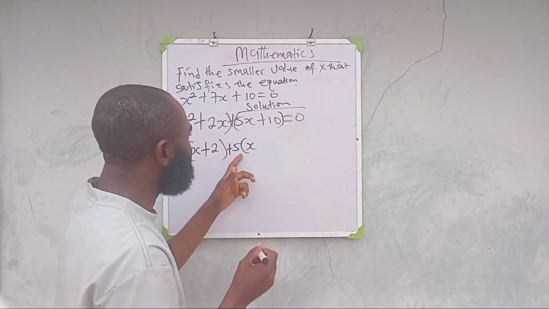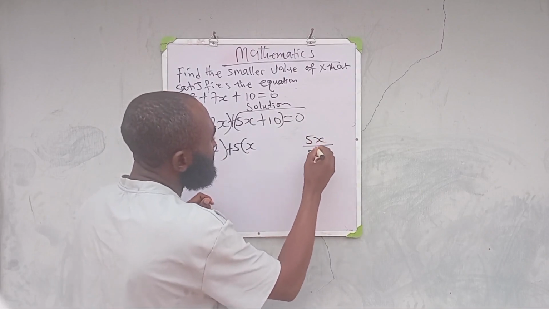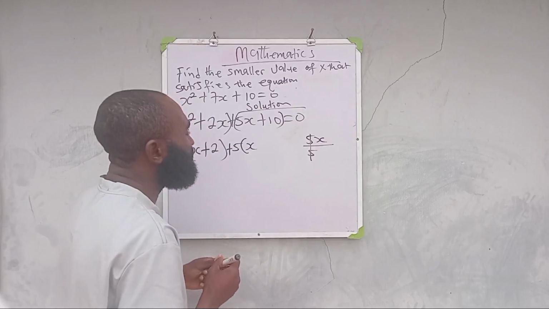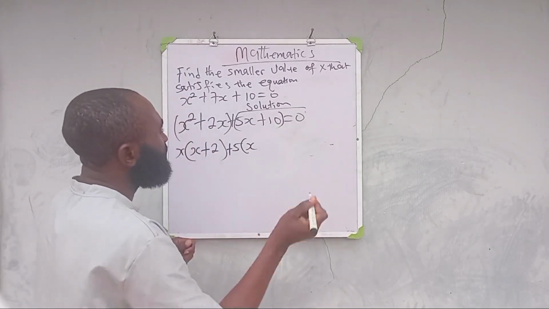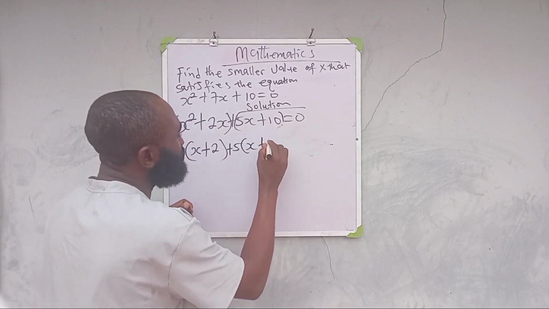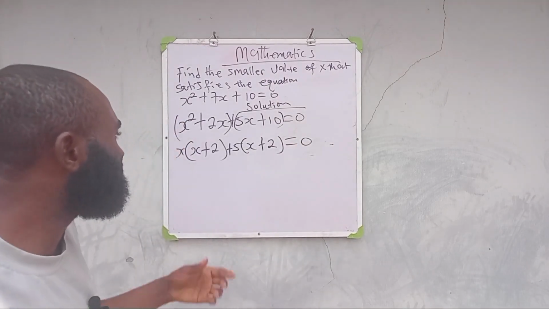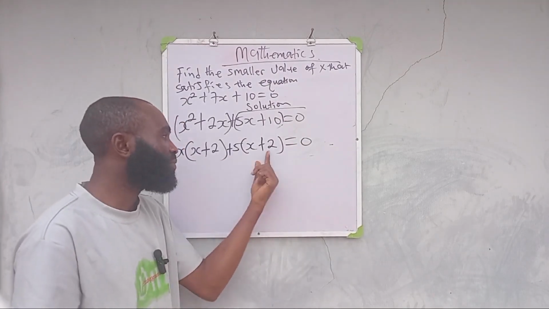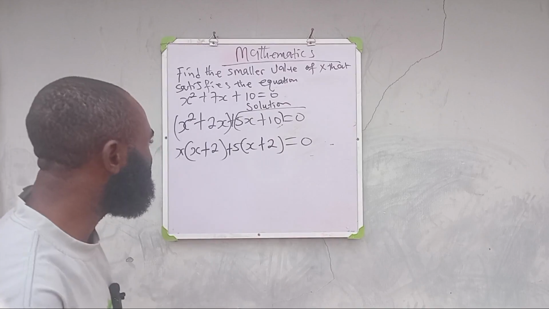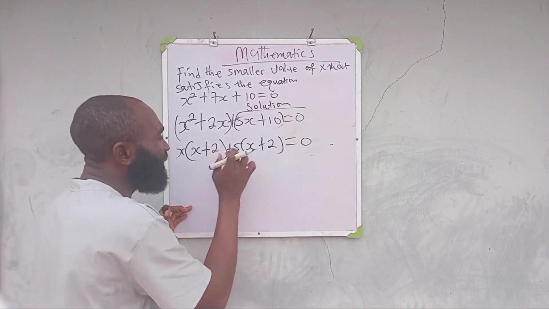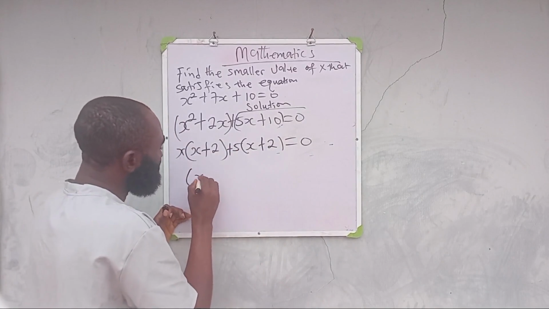That is, when you take 5x divided by 5, you have x. Then 10 divided by 5 will give us 2. What you will notice is that the two brackets become equal. So since you have the two brackets equal, you take either one, and that will be x plus 2.